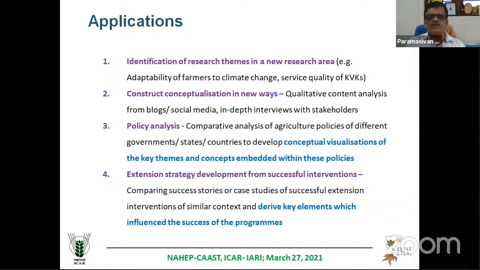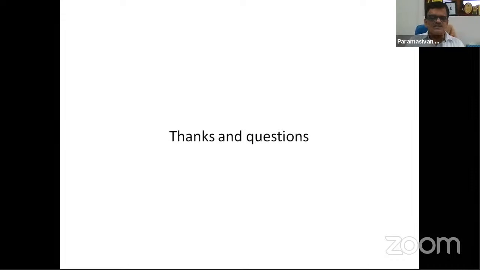Another application is extension strategy development from successful interventions. You can study the previous work and from there identify the key elements which define the success of the previous program. So when you are creating a new intervention program, you make sure that those elements which contributed to the success of the previous intervention are retained in this program as well. So this is also another application of thematic analysis. With this, I will close my presentation, and I think it is more of a theoretical kind of thing. And now I'm ready for the questions.